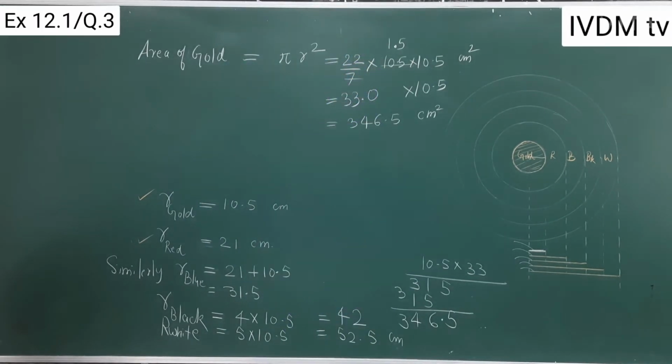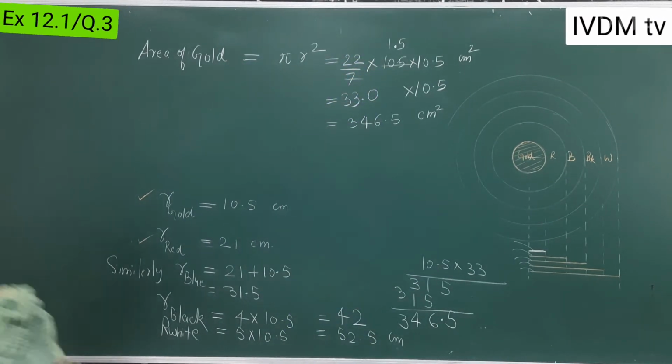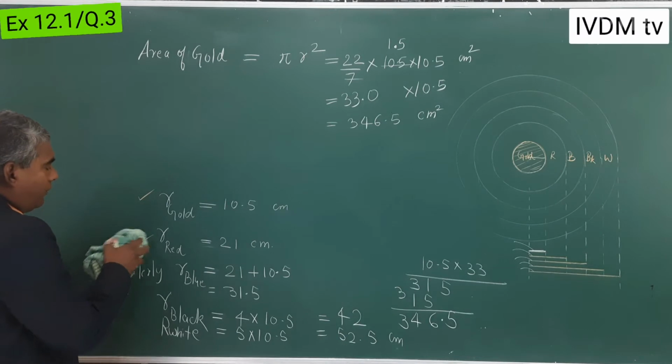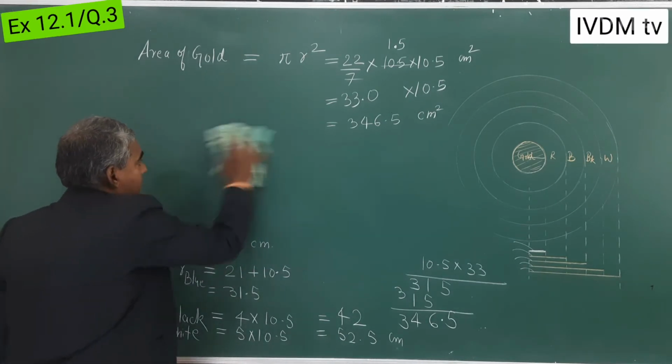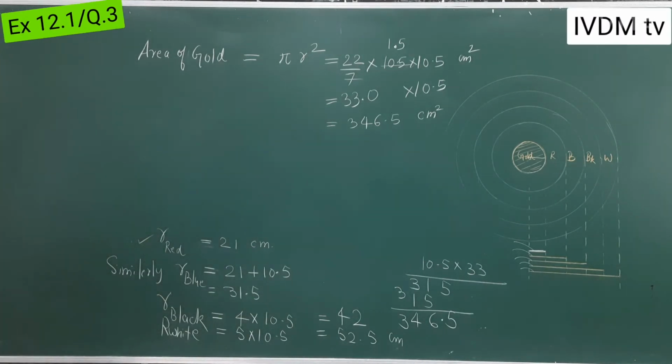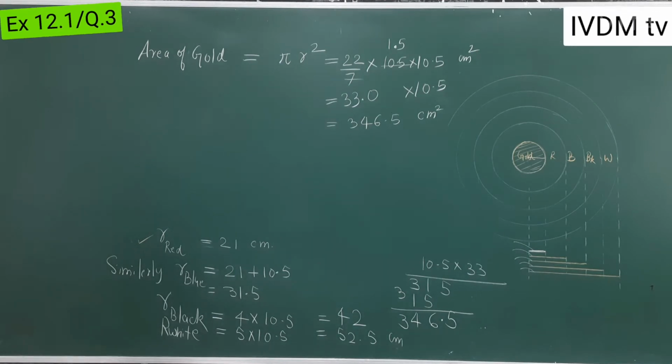After that, because gold was just a circle, red is a ring. Actually the 2 circles are included, the big circle and then the small circle.